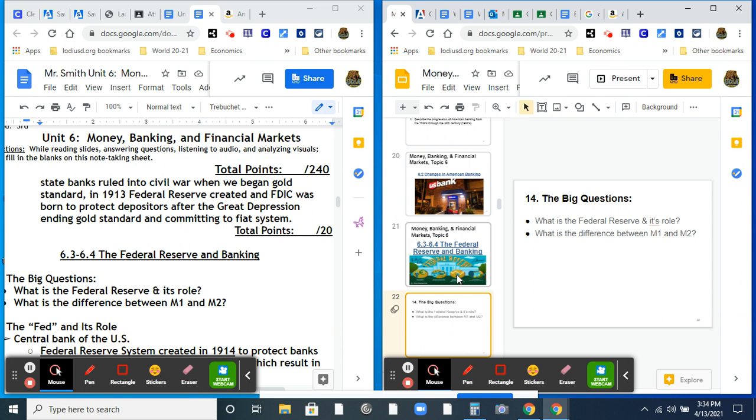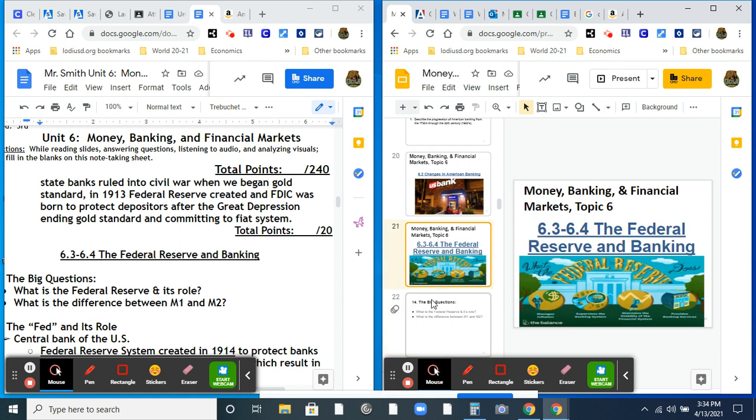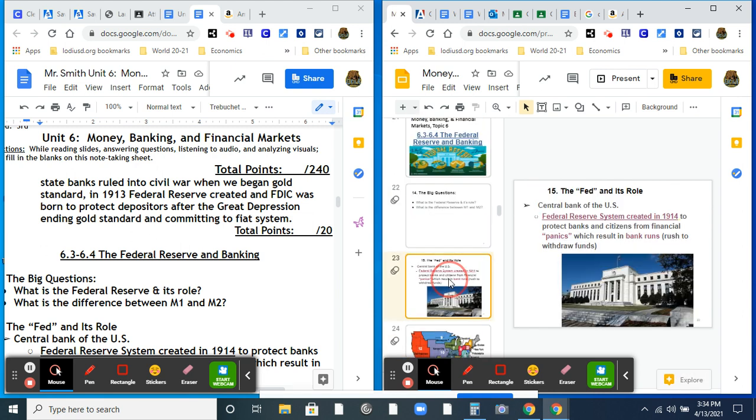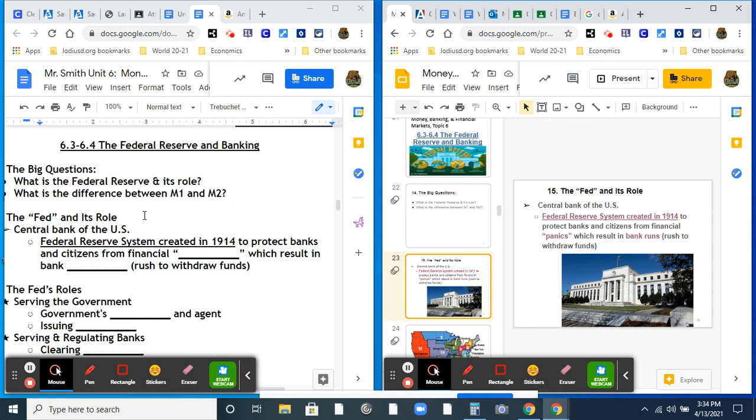What is the Federal Reserve and its role? Okay, so we just kind of hit the tip of the iceberg on the Fed. What's the difference between M1 and M2? Okay, that's about money and assets. The Fed and its role. All right, let's go forward.